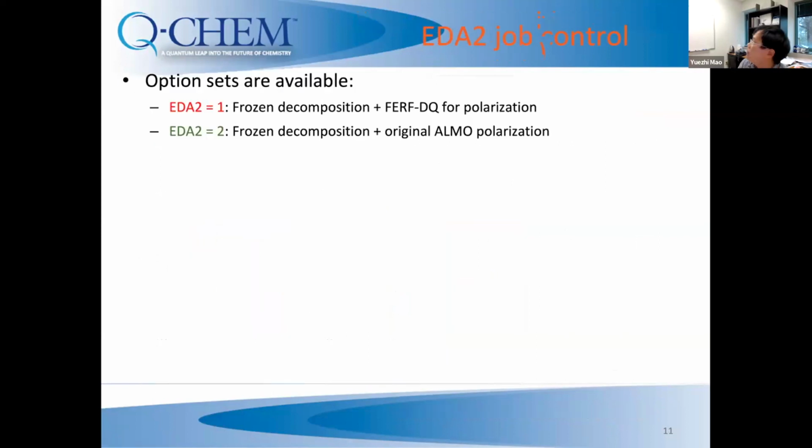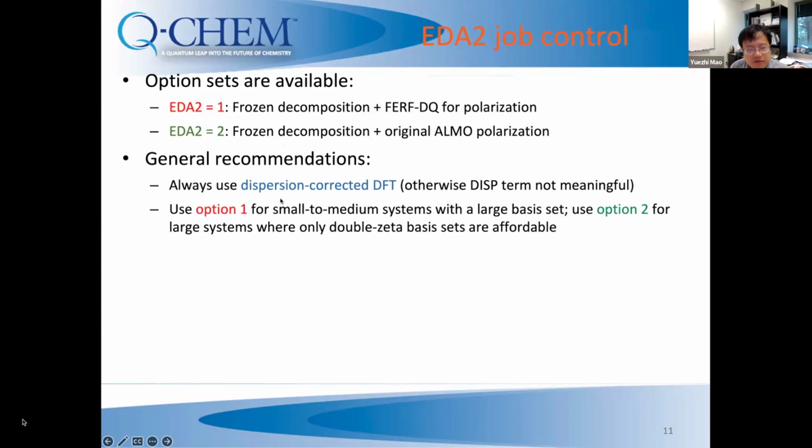So now I want to briefly talk about a few things on the job control of EDA. First, to simplify the job setup, we offer a couple of option sets. Option one corresponds to the frozen decomposition plus the FERF method for polarization. And option two corresponds to the frozen decomposition plus the original ALMO polarization. And in general, my suggestion is that we should always use a dispersion-corrected DFT method to do these EDA calculations, otherwise the dispersion term is not meaningful. Some recommended functionals include omega B97X-V, and also something like B3LYP-D3BJ, which is a very commonly used functional, I think.